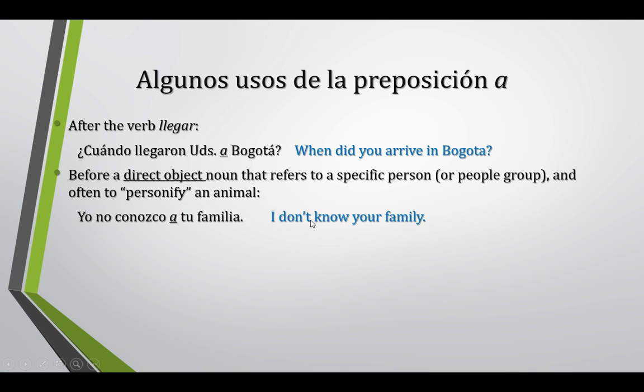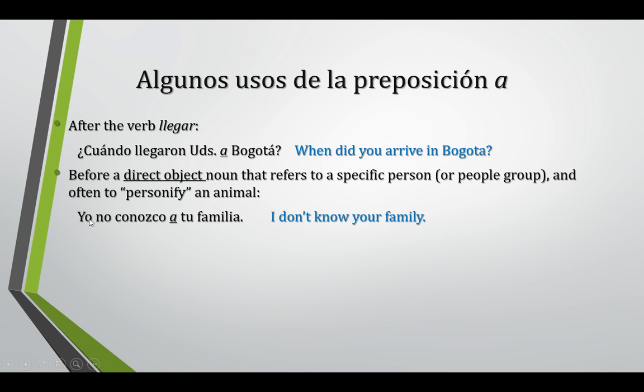Notice in English, I don't know your family. There's no preposition. You don't say I don't know to your family or I don't know at your family. We don't put any kind of preposition there. But in Spanish, the expression familia, that is a direct object of the verb to know. Who do I know? Family. And family represents a person or people group. And so we have to put the personal a in front of that. Now the word your goes together with family. It's a determiner, or a possessive adjective, and the a has to go in front. Yo no conozco a tu familia.